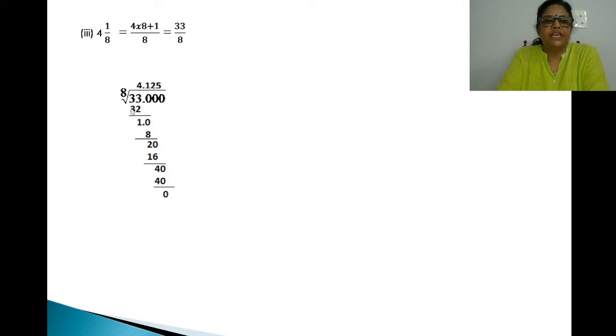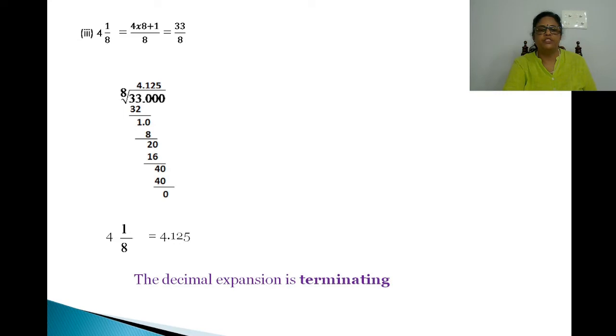So 33, how many times? 8 in 33, 4 times. Now remainder 1. Next is the decimal point. You can write many zeros after the decimal point. So first 10, 1 time 8. Remainder 2. 20, 2 times 8, 16. Remainder 4. 40, 5 times 8. Okay, so remainder 0. That means it terminates. So 4 1 by 8 is 4.125. So this decimal expansion is terminating.